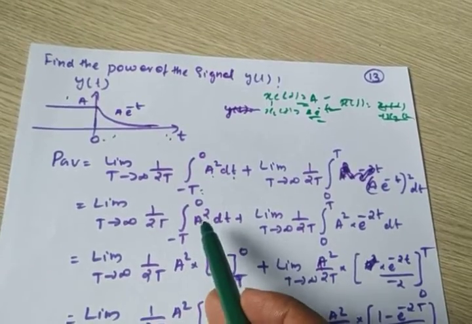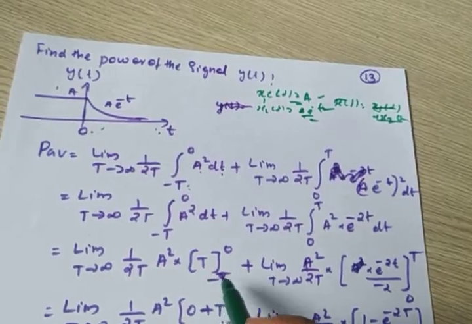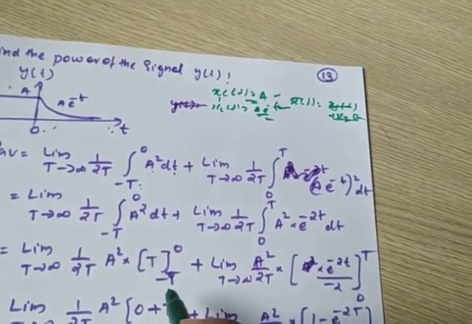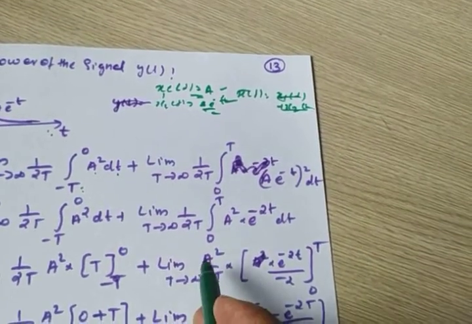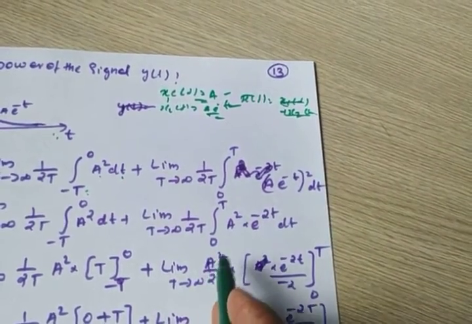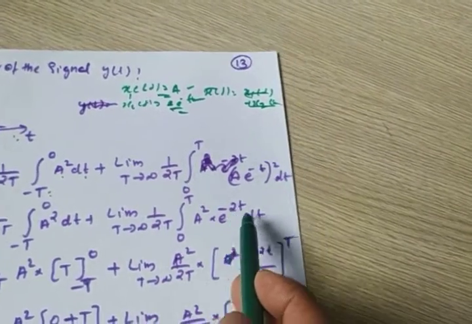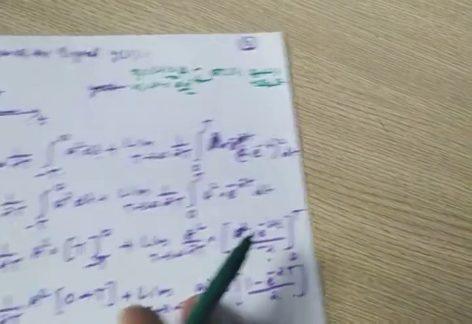How to integrate this, a square into dt? Integral dt is t only. So t from minus t to 0, apply upper and lower limit. Limit t tends to infinity. This a square we can take outside. A square by 2t into this e raised to minus 2t. How to integrate? e raised to minus 2t by minus 2, and it is from 0 to t limit.